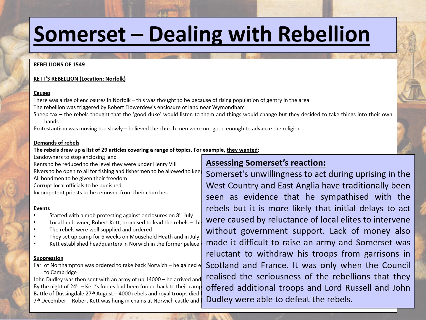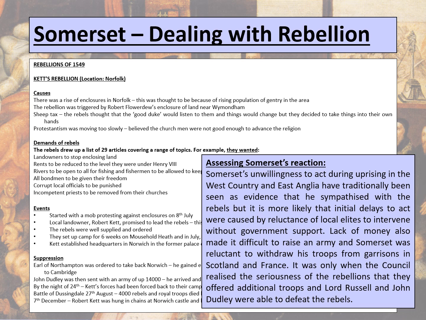But actually, it's more likely that these initial delays to act were caused more by the fact that the local elites in the areas were not willing to intervene without government support. And there's also a real lack of money from the government to be able to come and deal with these issues. And so the rebellions, especially the Kett Rebellion, do get more out of hand. Somerset also really struggles to raise an army because he has people on the garrisons in Scotland protecting the area there, and he's not willing to bring them home.